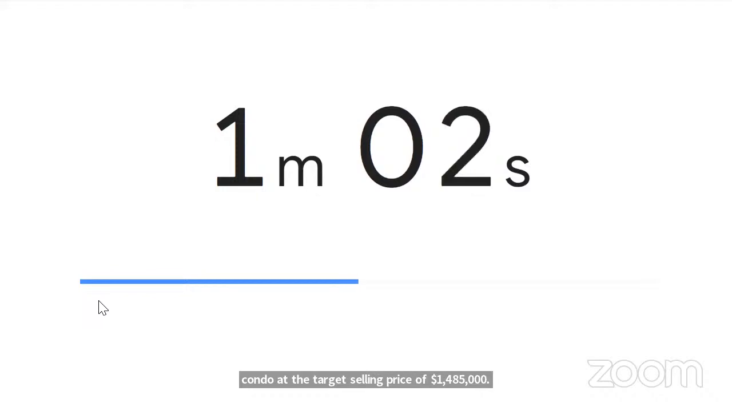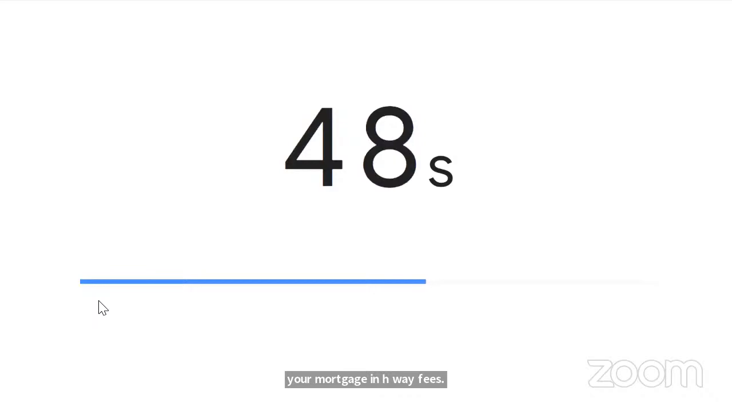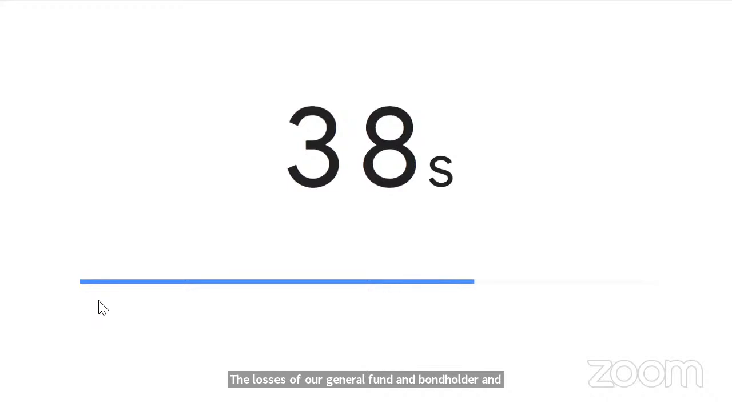If your income is $300,000 per year and you paid 30% of it in taxes, that leaves you $210,000. Add on to that your mortgage and HOA fees. How many people do you think will want to spend more than half of their income to live at Point Molate? The losses of our general fund and bondholders just to subsidize people who do not live in Richmond would leave us with a relatively small chance of avoiding significant cumulative losses.